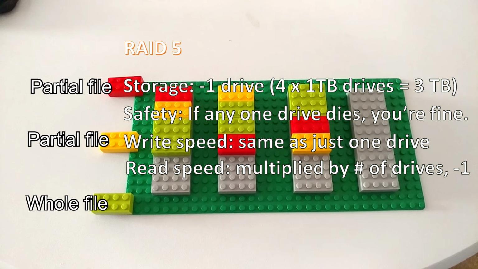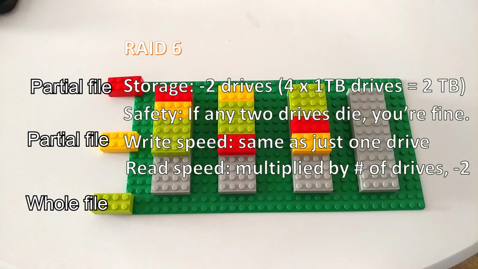Your write speed is the same as just one drive, and your reading speed is multiplied by the number of drives minus 1. RAID 6 is basically the same as RAID 5, except that instead of just having one drive of backup, you have 2. So your storage would be minus 2 drives. Your safety would be if you lose 2 drives, you're still okay. Write speed is the same, and read speed is multiplied by the number of drives minus 2. The difference between RAID 5 and RAID 6 is just how extra safe you want it versus how much storage capacity you need.